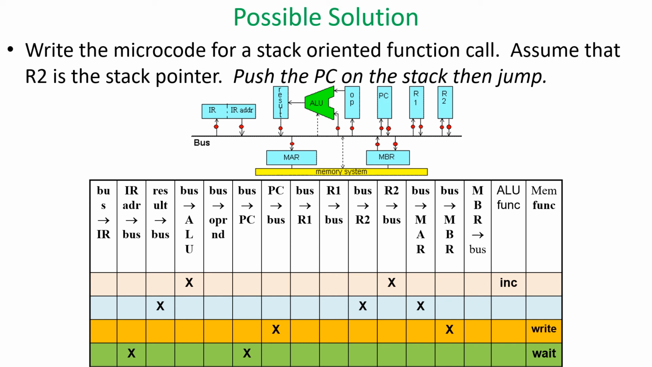So now we have written the return address onto the stack, and the only thing we have left to do is jump to the start of the method. So we copy the method address out of the instruction and put it into the program counter.